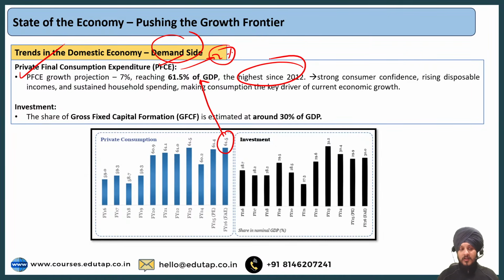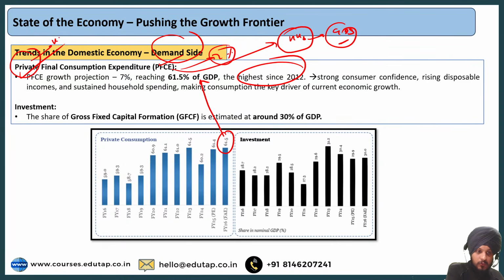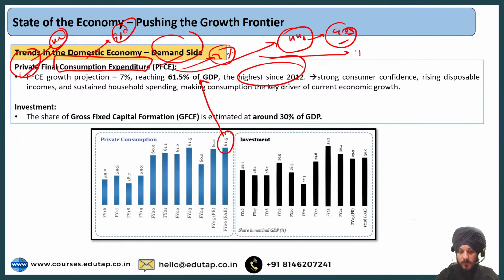Now this is very important because private final consumption expenditure is, you can understand it, the total money that has been spent by the households with respect to different goods and services. It is by the private sector, which is households, and it is a consumption expenditure, the money spent by them to purchase different goods and services, in very layman format. It is a very important indicator of the demand or consumption in the economy.